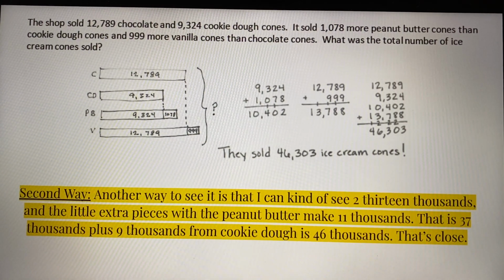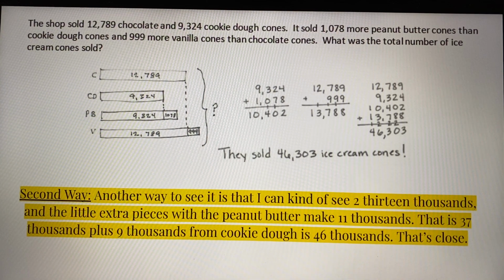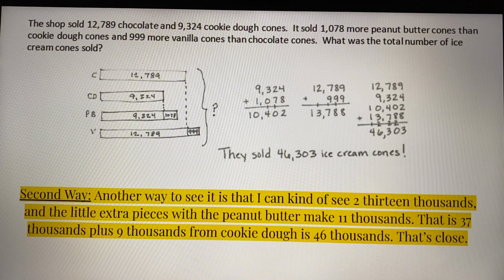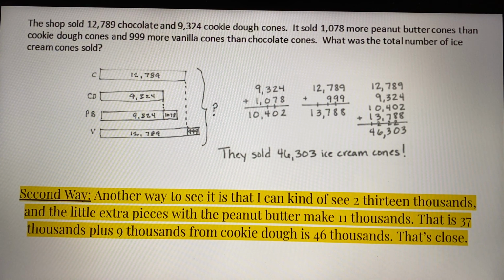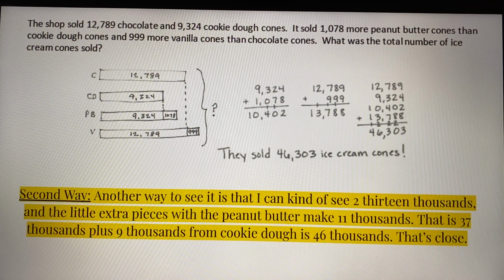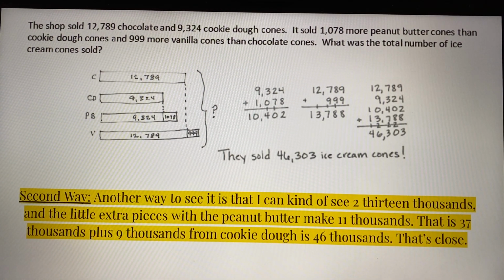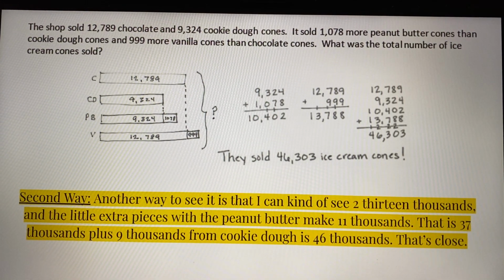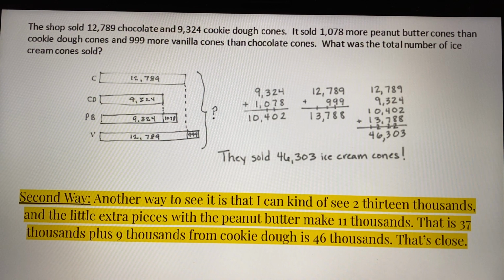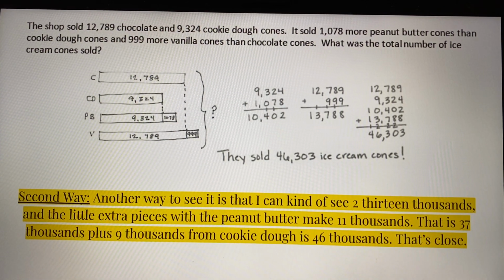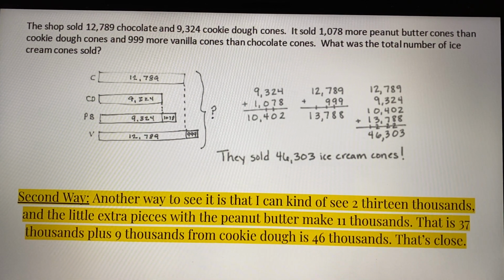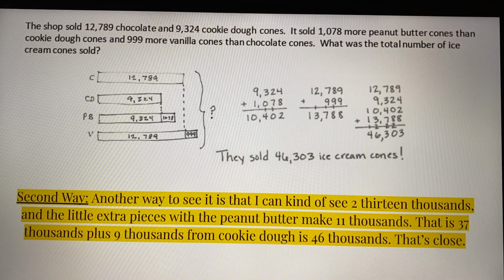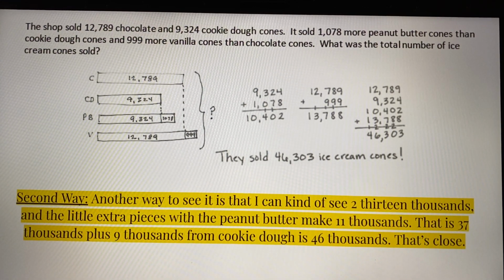Another way to look at it is to see if that is reasonable. I can see that of C, 2,000, 13,000s and a little piece, extra pieces with peanut butter make 11,000s. So that is 37,000s plus 9,000s from cookie dough is 46,000. So that's also pretty close.